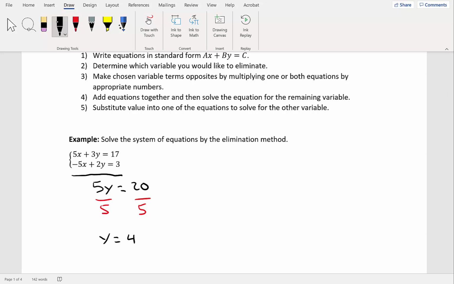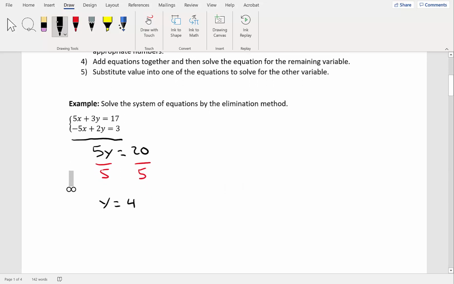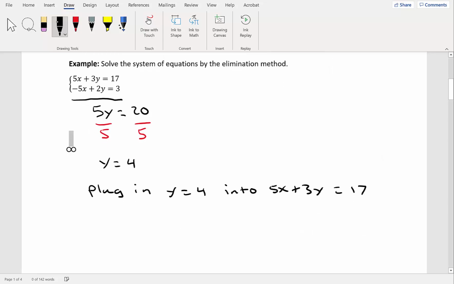Now we have to figure out what our x is. So we're going to take y equals 4, and we're going to substitute that into one of the equations that we have. Okay? So let's go ahead and substitute it into our first equation. So we're going to plug in y equals 4 into 5x plus 3y equals 17. So we have 5x plus 3 times our y, which is 4, equal to 17. And now let's simplify. So we have 5x plus 12 equals 17.